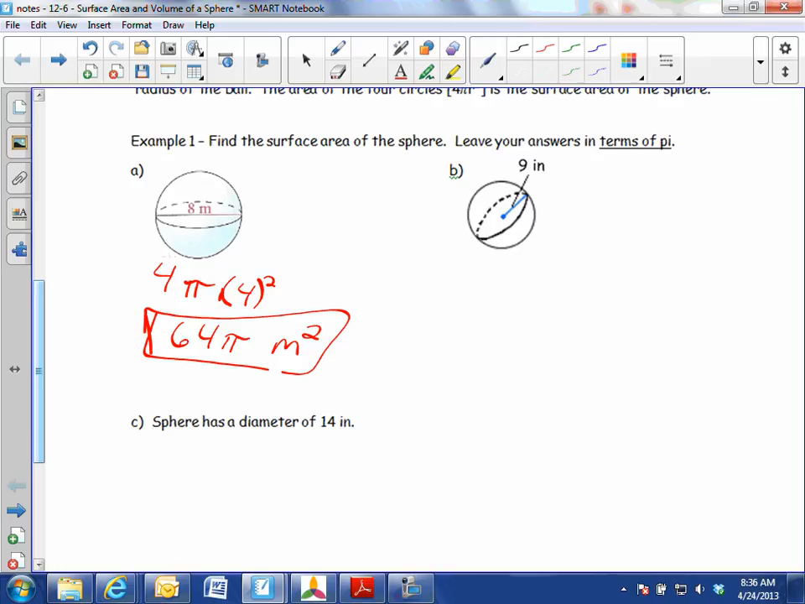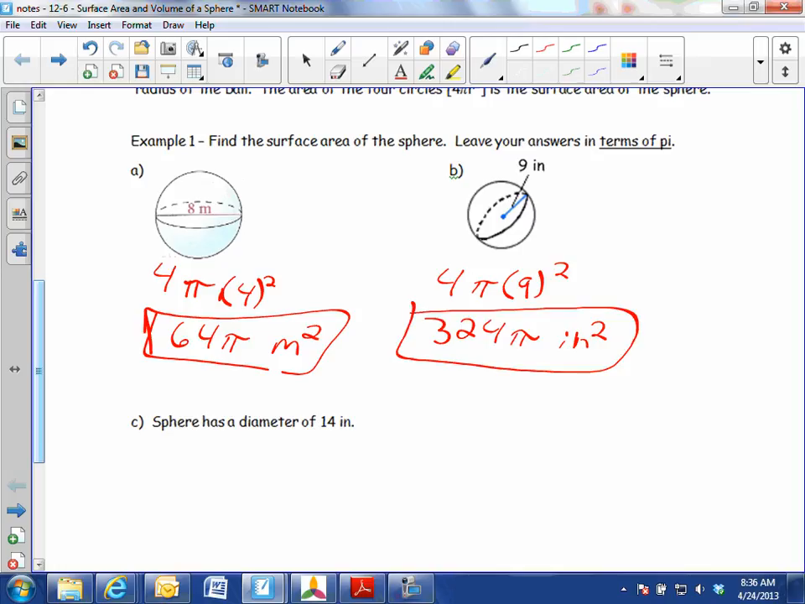Look at B. Okay, they give us what? The radius. All you do is go in the formula. 4 times pi times 9 squared in this case. 9 squared is 81. What's 81 times 4? 324. Don't forget that it is squared, not cubed. Squared because we're talking surface area.